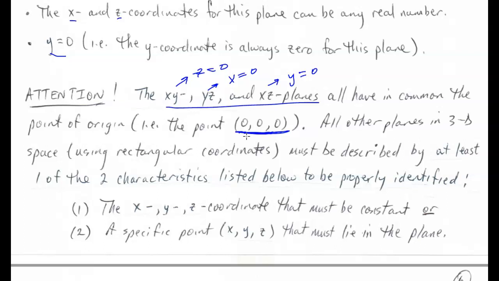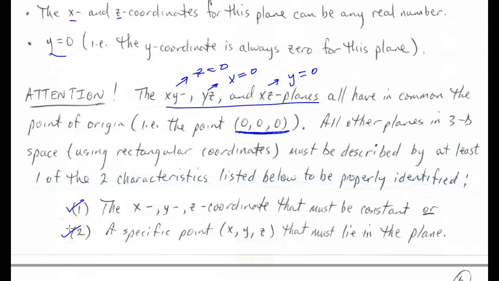Okay. For all other planes, though, like I've been saying before, we would have to use some other way of being able to describe what's going on with that plane to be able to identify it properly. And we know that at a minimum, we would have to know what is going to be the X, Y, or Z coordinate that must be constant for that particular plane. And it would also be very helpful to know if we knew a specific point that was going to be on that particular plane. Now, we're going to see that sometimes we may need more information, but at a minimum, we're going to need that.